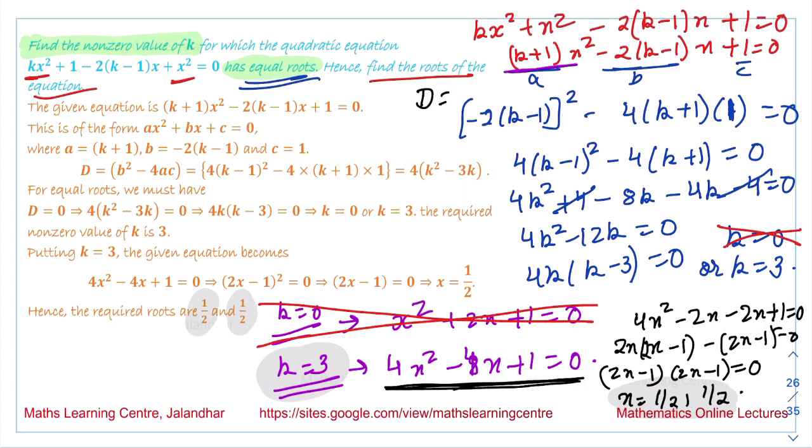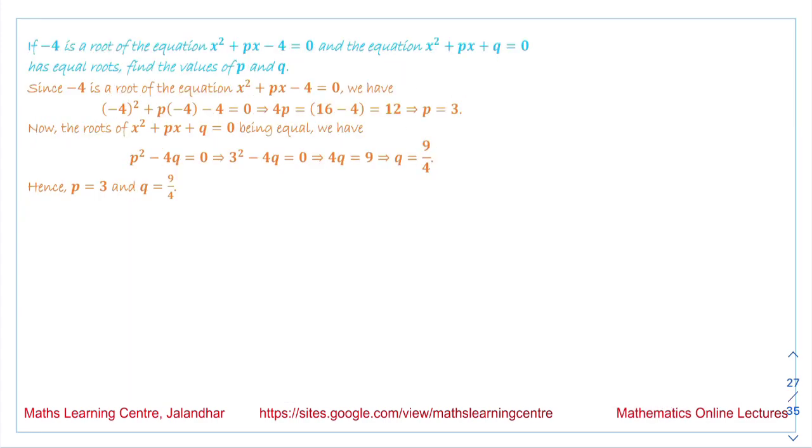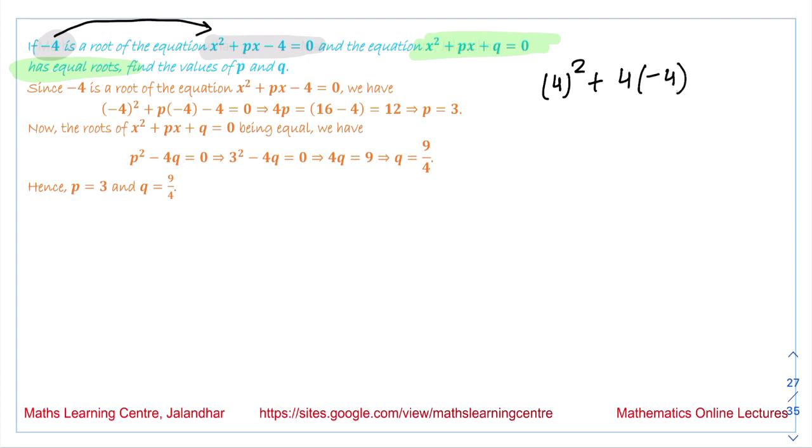Next is, if minus 4 is a root of this equation, and this second equation is given to us, and this equation has equal roots, you have to find the value of p and q. So if minus 4 is the root of this equation, it means minus 4 will satisfy this equation. So it is 4 square plus 4 into p into minus 4 minus 4 is equal to 0.